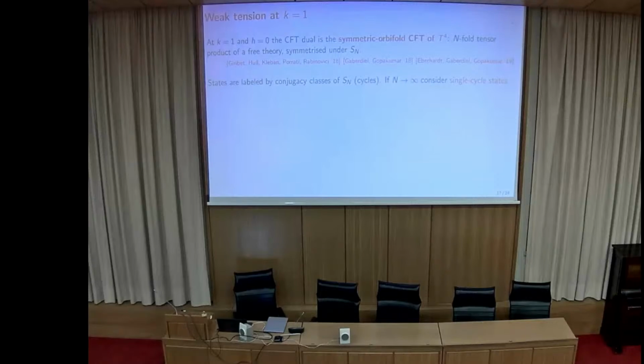The states are labeled by the conjugacy classes of Sn. That means that you should look at your Fock space in terms of cycles, single cycle, multi-cycle, etc., like you do for traces in N=4 super Yang-Mills. And if n is very large, there is a section like in N=4. You can consider single cycle states, much like in N=4 you can consider single trace. And everything comes when you know cycle once.